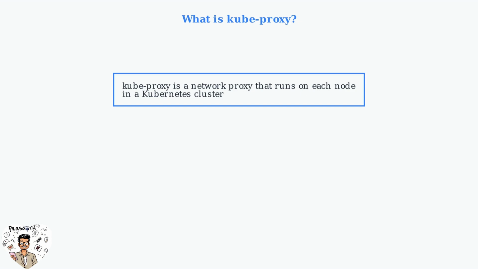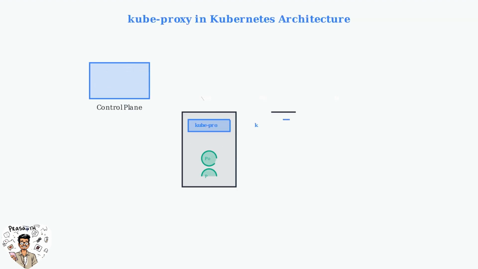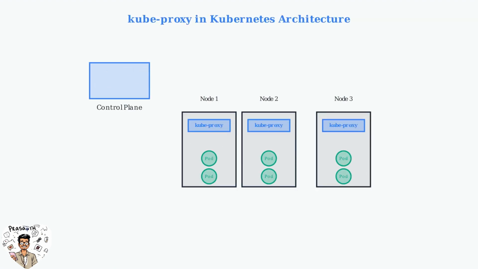It serves as a fundamental networking component that enables communication between different parts of your cluster. In a Kubernetes cluster, kube-proxy runs as a daemon on every worker node. It sits between the network layer and your application pods, managing how traffic flows throughout the cluster.